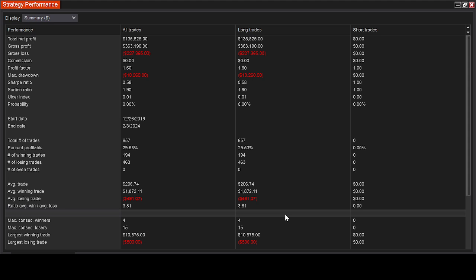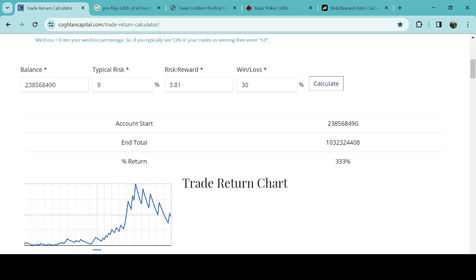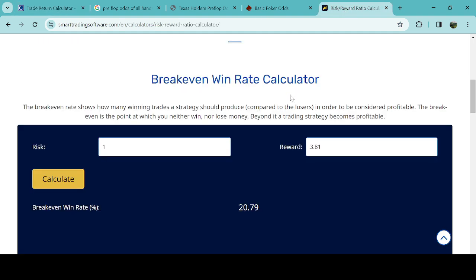But the point of this video, I've shown you that the optimal F is the edge you have above break even. The percentage edge that you have above break even, the numerical distance that your win rate has above a break even win rate, based on your risk and reward, that is what you risk per trade if you want to make the maximum money possible.